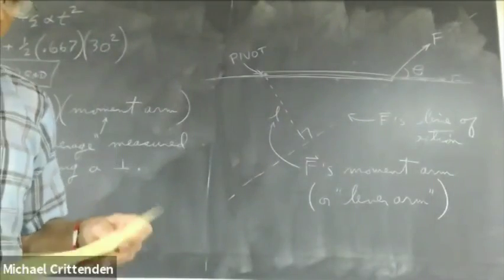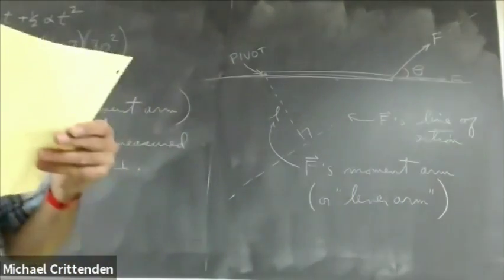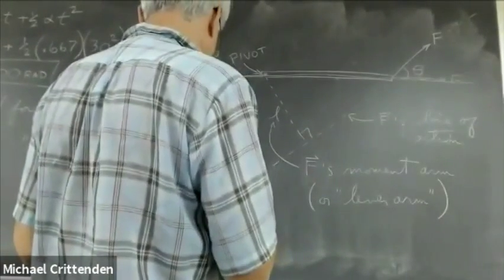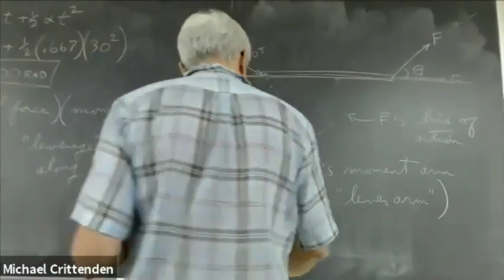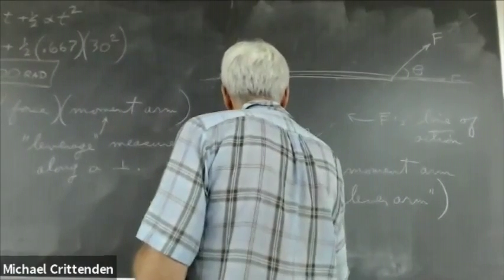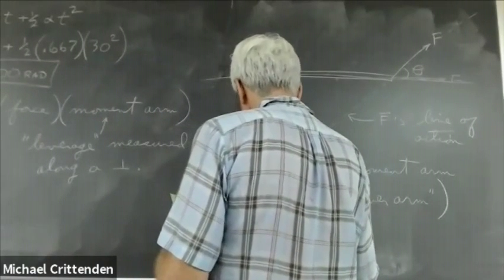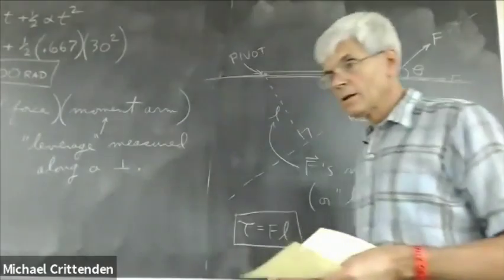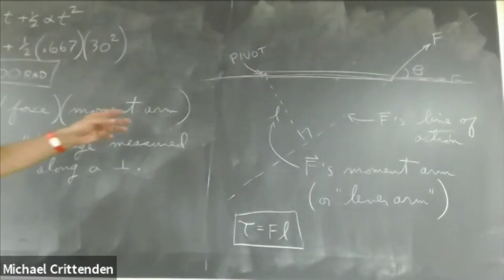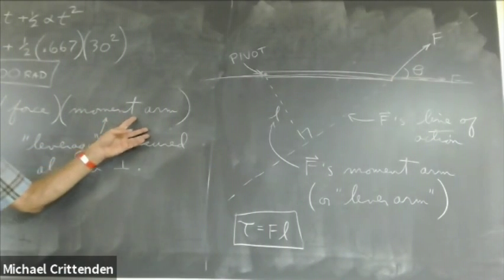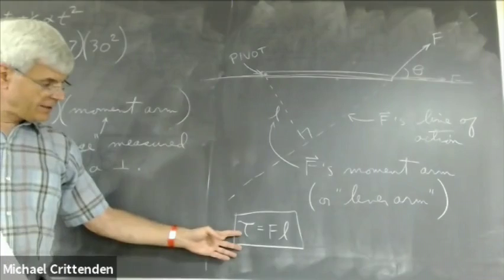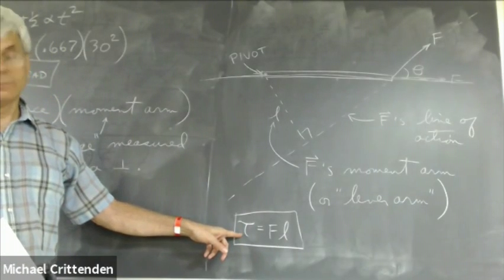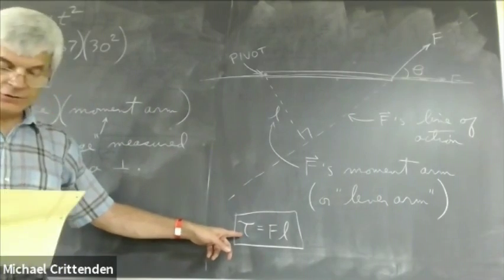Now, let's see. I can squeeze this in on the bottom. Taking what I had in words over here and writing it in symbols instead. The symbol we're going to use for torque is a Greek letter tau. It's a Greek T, okay? T for torque.